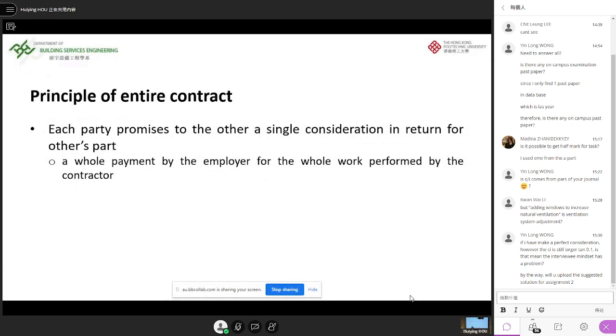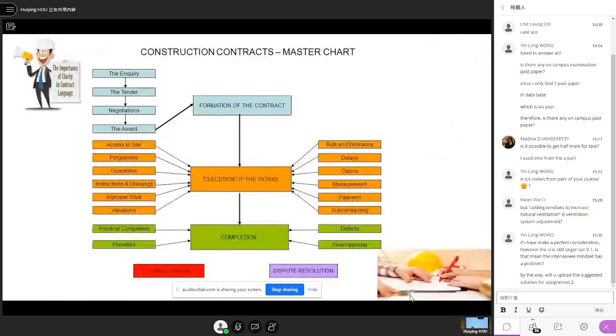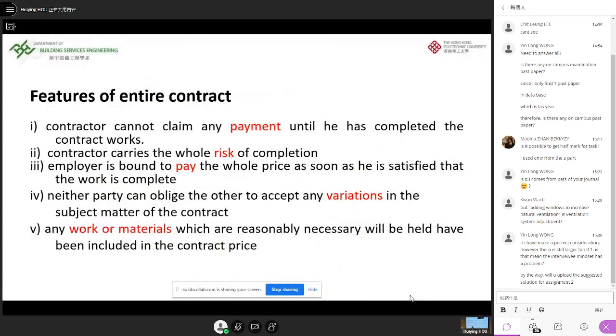Building contract. Before I talk about tendering and how to evaluate the document submitted by the tenderer, it's better for you to understand what a basic or typical building contract contains. What are the elements that a basic building contract contains?